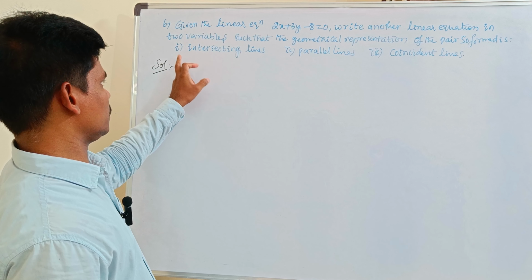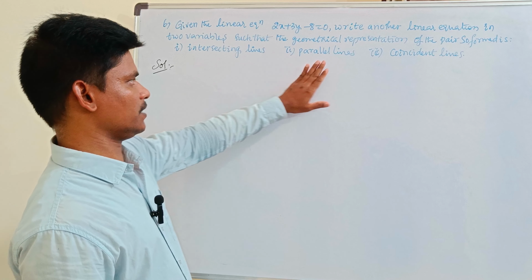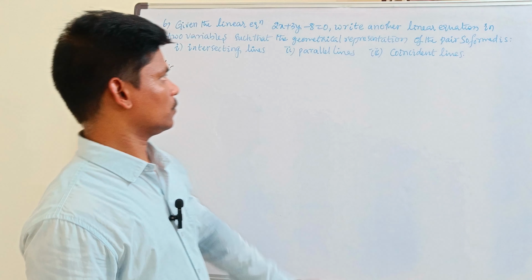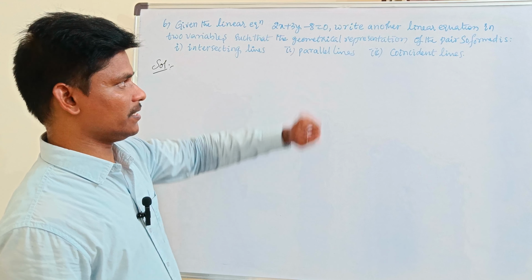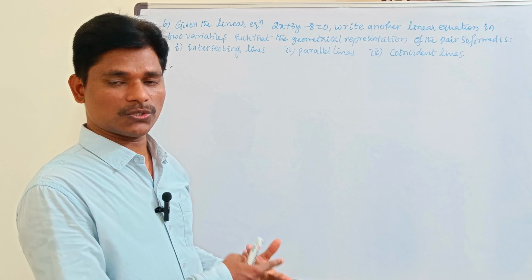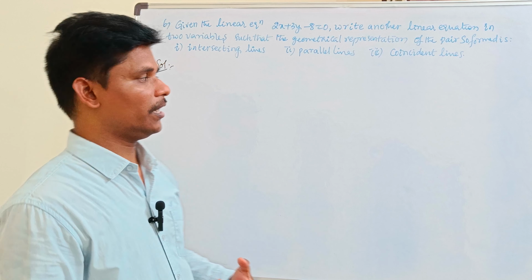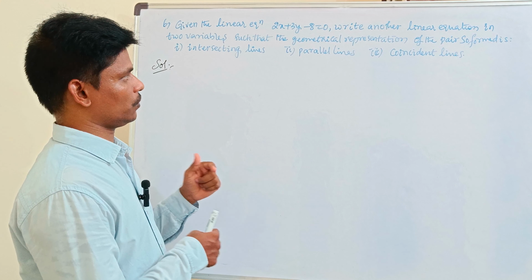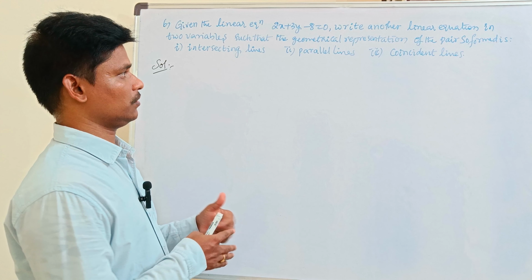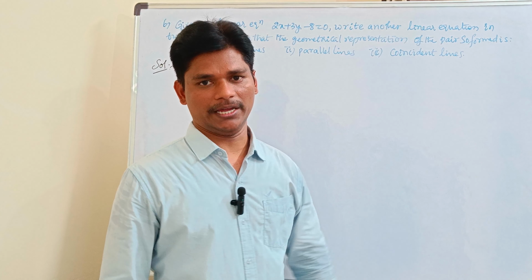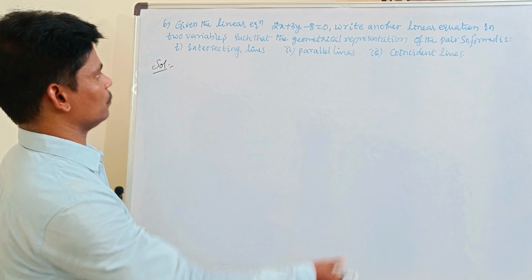That is, the formations are: first one intersecting lines, second one parallel lines, third one coincident lines. So one line is given, and you have to find out the other line. After that, you find the solution of those two lines and show the graphical representation, that those lines are intersecting lines, parallel lines, and coincident lines. So first you have to take the given.